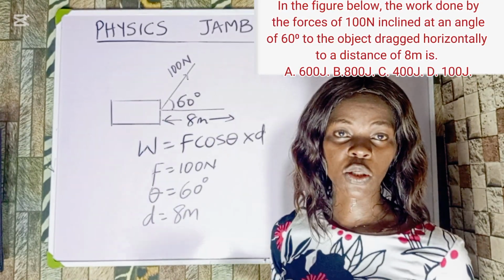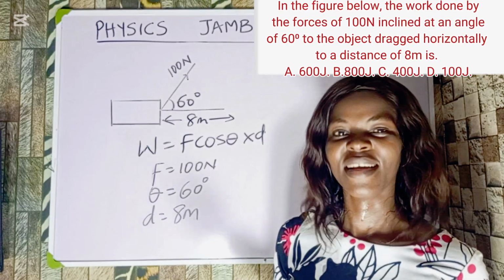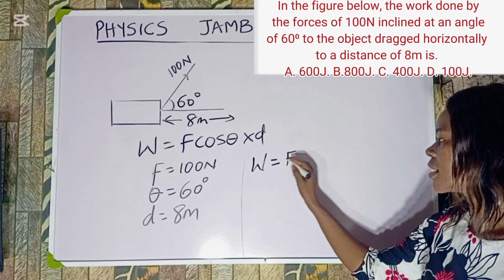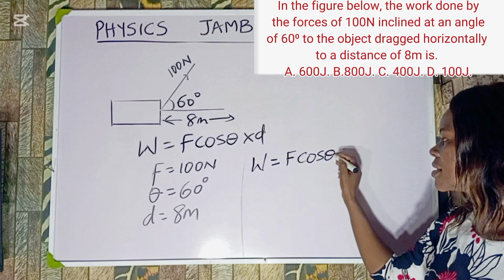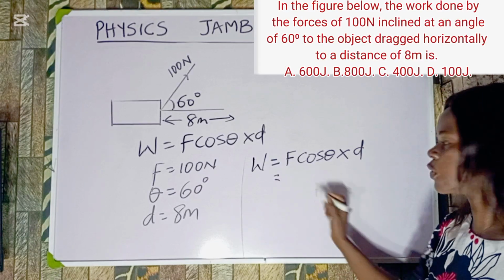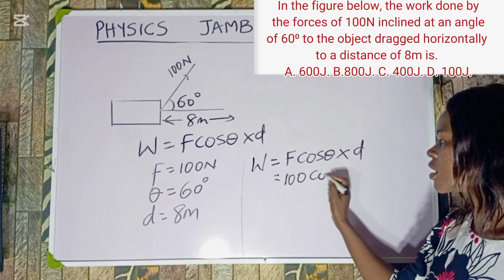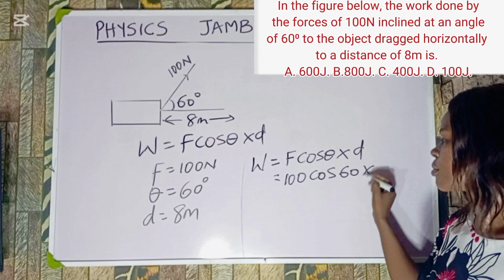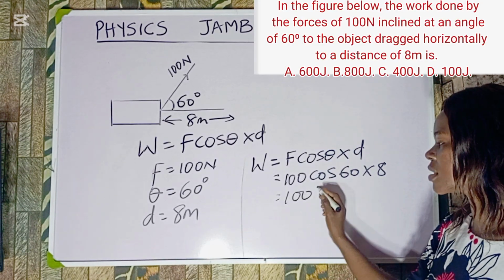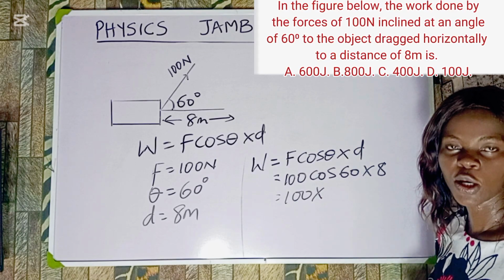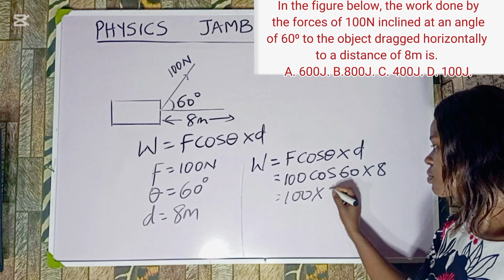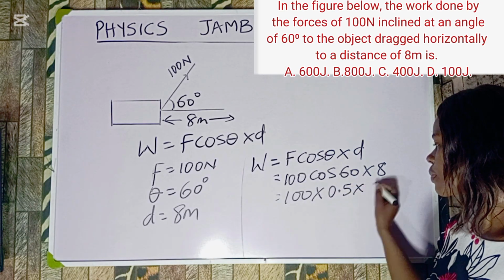Simply, let's substitute what we have and get our answer. This is very, very simple, okay? So let's go. We have the work done is equal to F cos theta multiplied by distance. Now, what is my force? My force is 100. Now, this is 100 cos 60 multiplied by what? 8, okay? Now, this is 100 multiplied by, what is cos 60? Cos 60 is the same thing as sin 30. You should know those special angles. So this is multiplied by 0.5 multiplied by what?